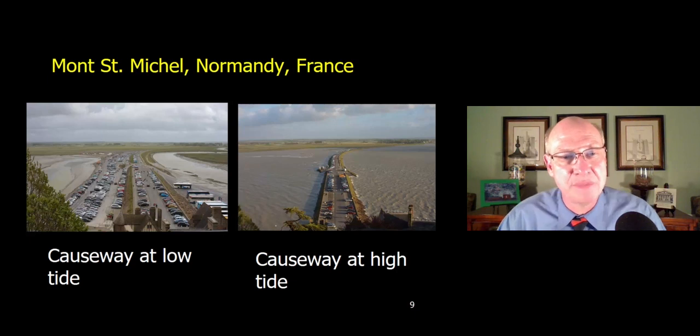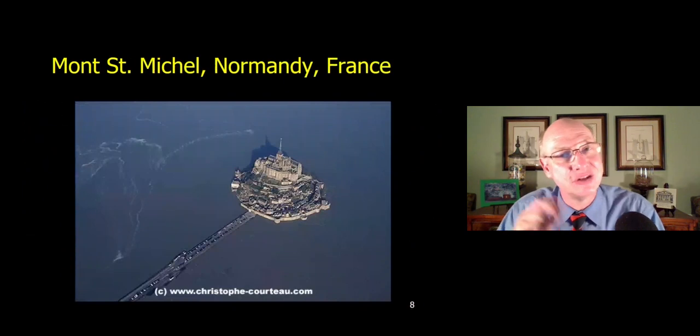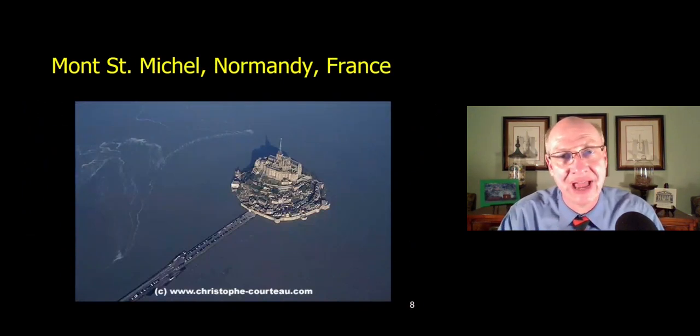Mont Saint-Michel, here are pictures that are taken of the causeway at low tide and the causeway at high tide. So you can see the roadway going off in the distance, and here at low tide, not only are there cars parked on the causeway itself, but there are buses and cars parked down on the beach. And then by the time high tide comes in, all of that is underwater. You can find some interesting videos on the internet of cars that are left behind and what happens as the tide rolls in.